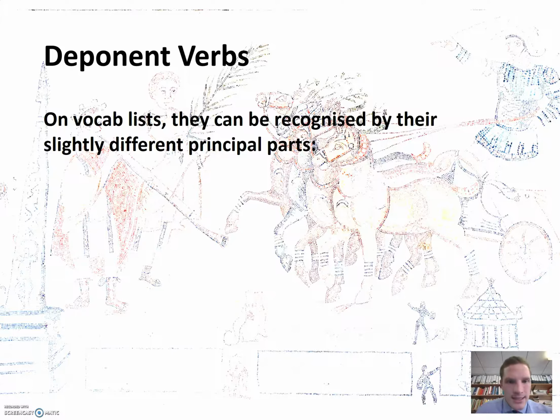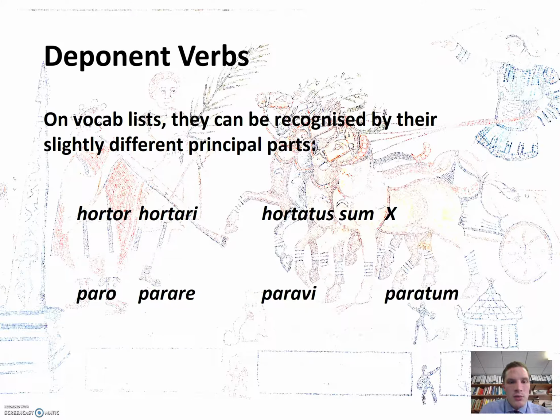Now, on vocab lists, as different from spotting a deponent verb in a passage, deponent verbs can be recognized by their slightly different principal parts, because most importantly, they only have three. Hortor only has three principal parts: hortor, hortari, hortatus sum, which is very different from a normal verb, which we know has four principal parts. However, in some ways they are very similar. In the way that paro, meaning I prepare, is the present tense, hortor too means I encourage. So these are essentially equivalents.